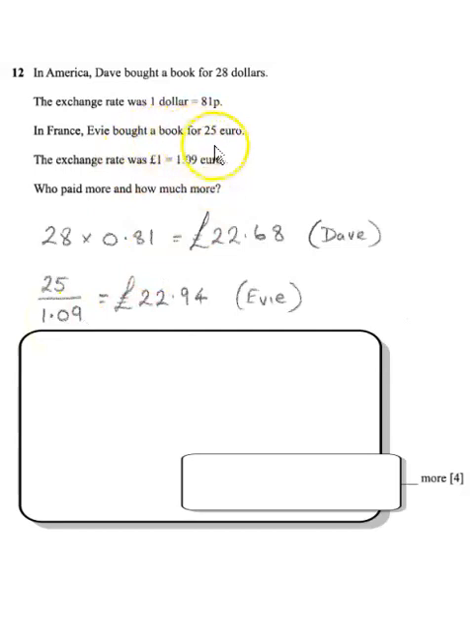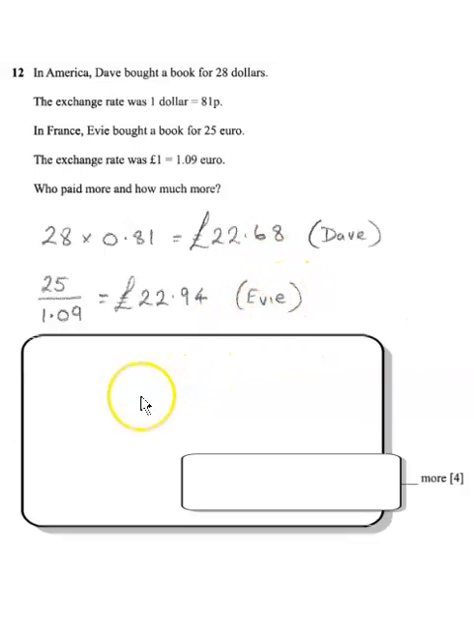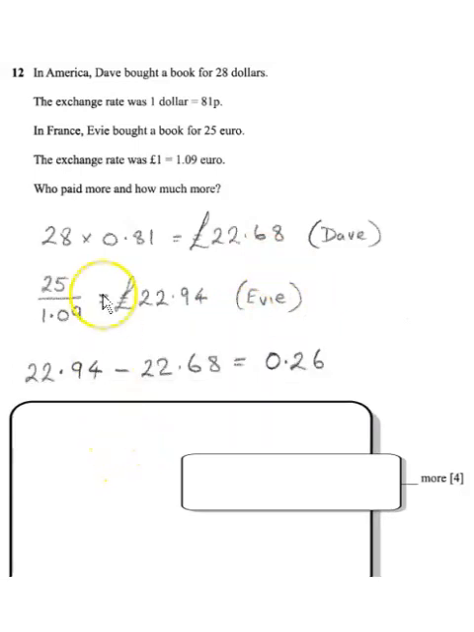As you can see, she's got 25 euros, and the exchange rate is for every pound, it's €1.09. And we divide with these two. When we divide, we've got 22.94, and this is what Evie has in pounds. The next step is, because it says who paid more and by how much more, we find out by taking those two away. And we find that they've paid more by 26 pence.